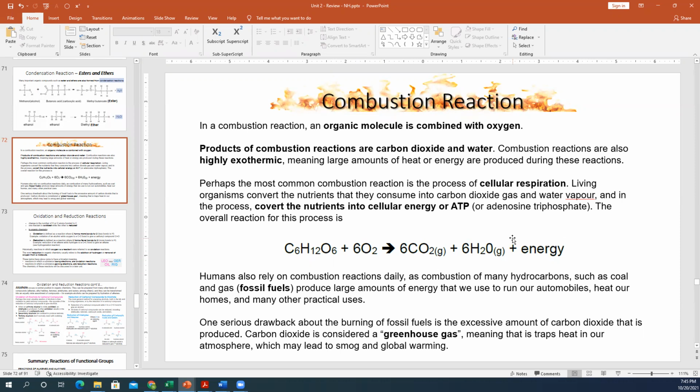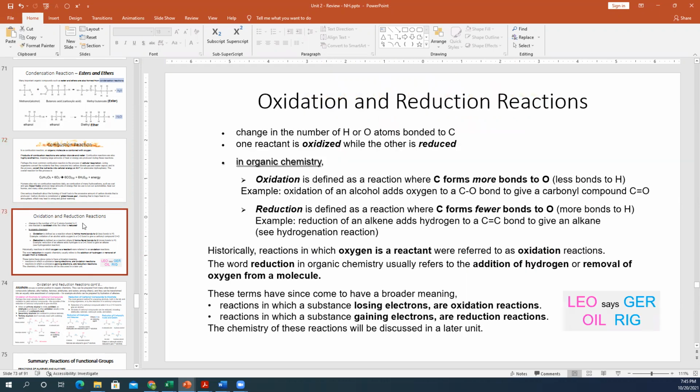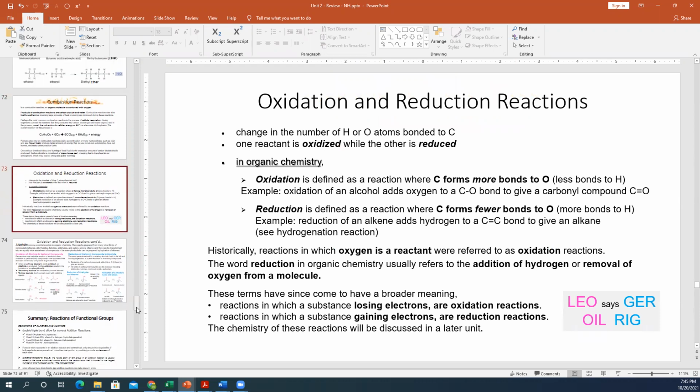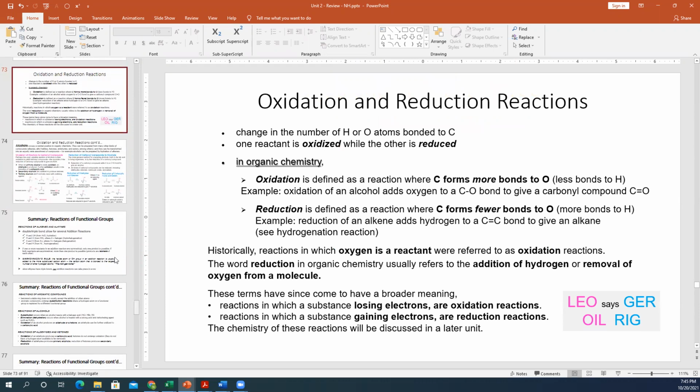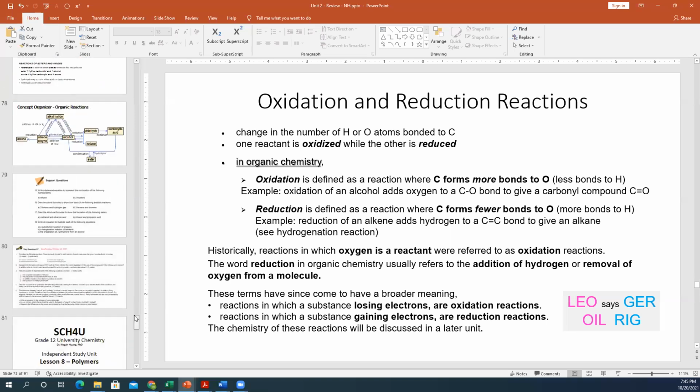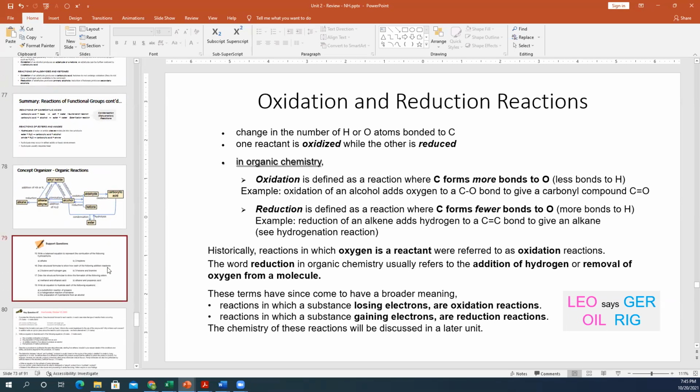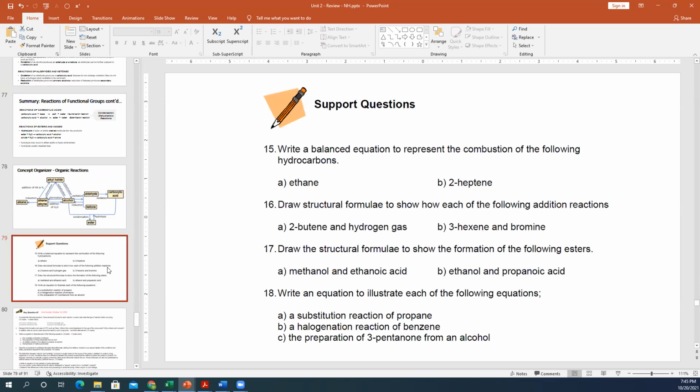I think you should remember how to balance equations from previous chemistry courses. Oxidation reduction reactions, we looked at those in great detail. I'm trying to think of what else we can talk about. So what type of support questions were we asked here? All right, yeah, write a balanced equation to represent the combustion of these hydrocarbons.